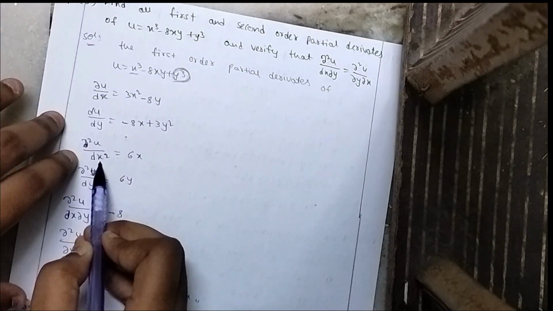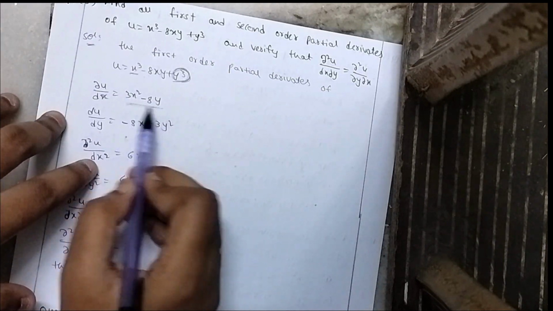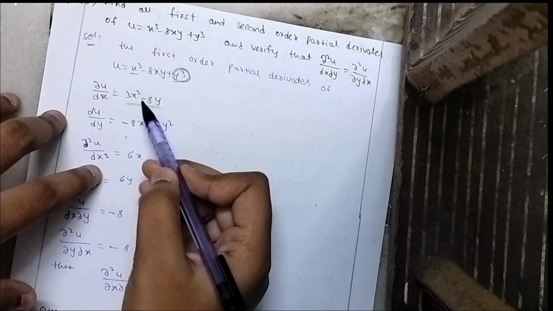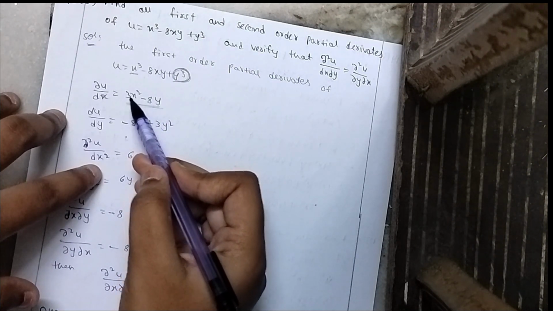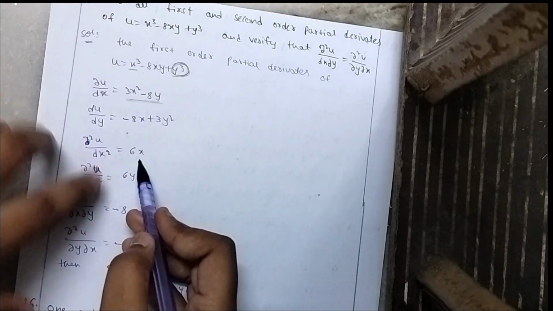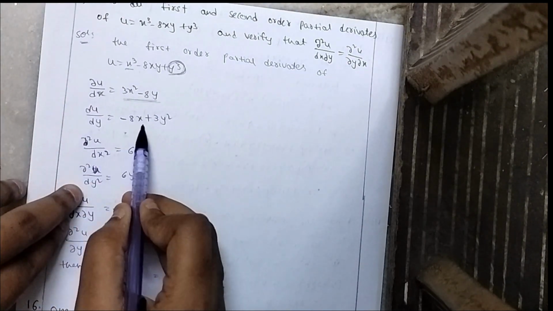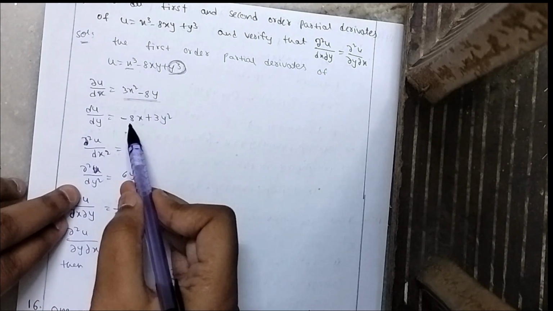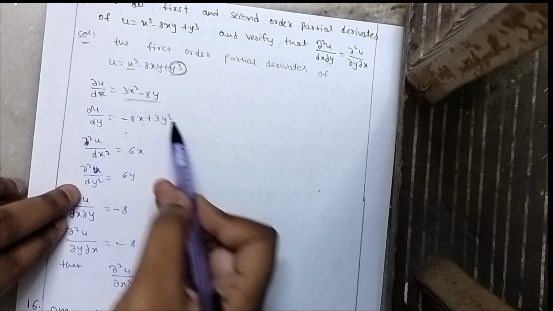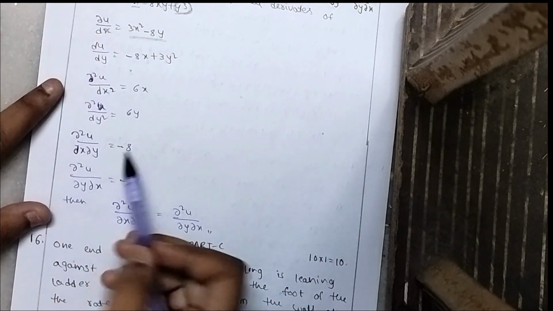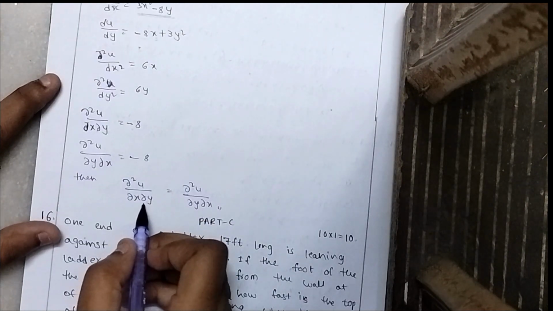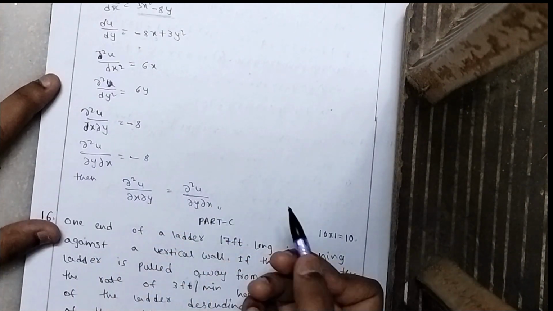And ∂²u/∂x², differentiating this one: ∂²u/∂x² equals 3 into 2, that is 6, into x^(2-1), so 6x. ∂²u/∂y², differentiating this one, -8x is 0, 3 into 2 gives 6y. So ∂²u/∂x∂y is equal to -8. So then ∂²u/∂x∂y equals ∂²u/∂y∂x, hence proved.